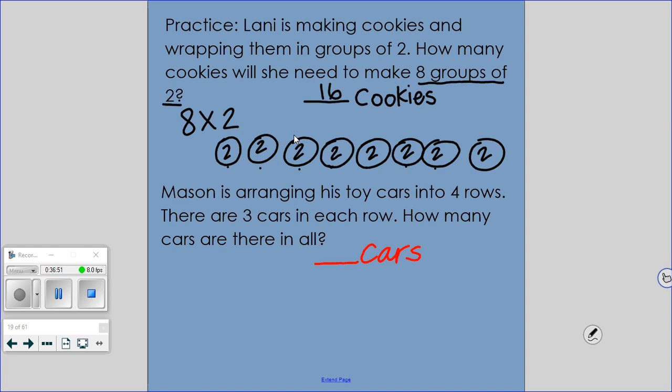Stop messing with her counters. I don't have a helpful groups of sentence, so I need to jump right into my picture. It tells me I have rows and things in rows. Which strategy probably makes sense if I'm talking about rows? Cade? Array. So I'm going to make 4 rows. 1, 2, 3, 4. And there are 3 cars in each row. Don't forget to count the first row. Billy, is there a reason you're not drawing?